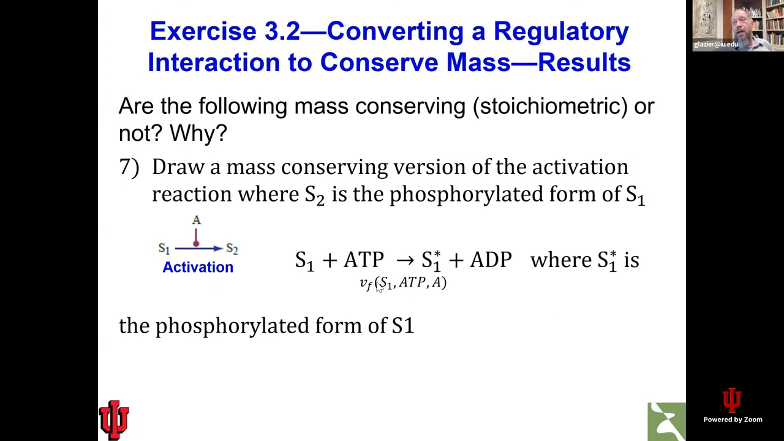But yes, here, S1 plus ATP goes to S1 star plus ADP. One of the phosphates is transferred from adenosine triphosphate, and that dephosphorylates the adenosine triphosphate. So that would be an example of a mass conserving reaction. And that's one where the back reaction happens a lot. And so you'll often get loops where you'll have phosphorylation and dephosphorylation as a loop.